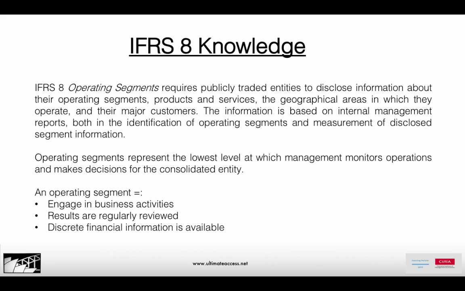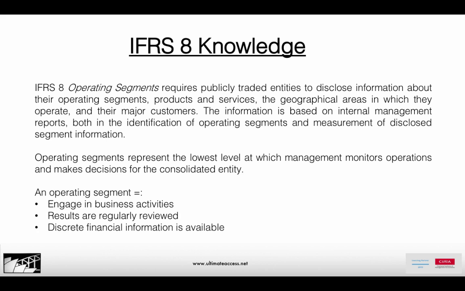How do we identify an operating segment? We look at whether the segment engages in business activities. Can it earn revenue? Does it incur costs? Second, results are regularly reviewed. The reason for this is they monitor performance and progress and try to allocate resources to that segment if need be. And third, discrete financial information is available. This is important because this information drives the decision making with regards to a segment within a business.